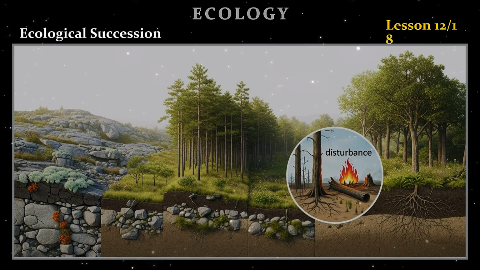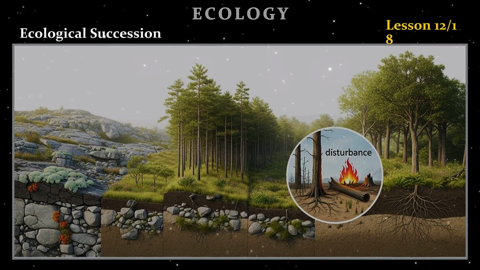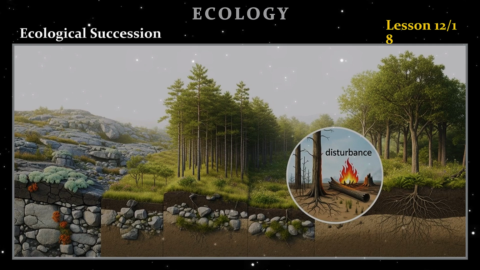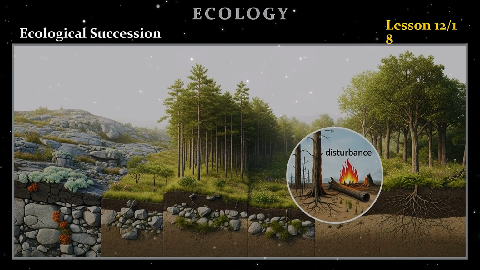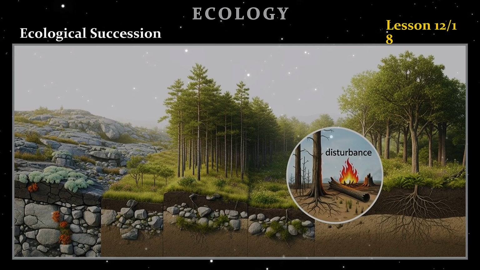We are going to watch a movie of the Earth played in fast forward. We will see a bare, lifeless rock transform into a lush, ancient forest. We will see how nature heals its wounds and rebuilds itself after disaster. This is the story of resilience. It is the story of how life claims the empty spaces.